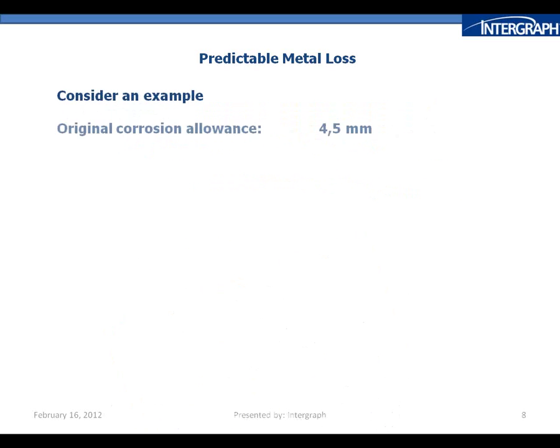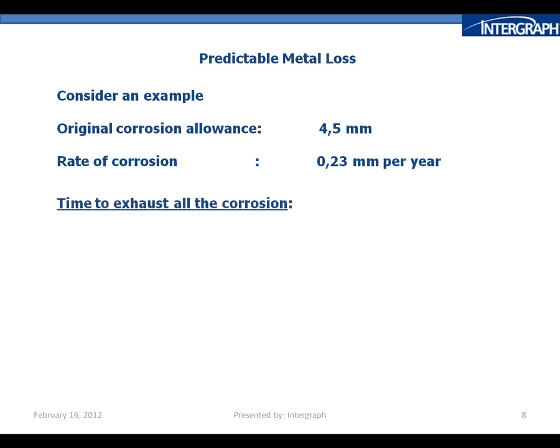So we just consider an example. Let's consider a particular vessel, and it has a corrosion allowance, should we say, 4.5 millimeters. We may know the rate of corrosion over time because we've monitored the corrosion as it has progressed through the years. And we've determined that the corrosion rate is 0.23 millimeters per year. Remember, this is general metal loss, and it's predictable.